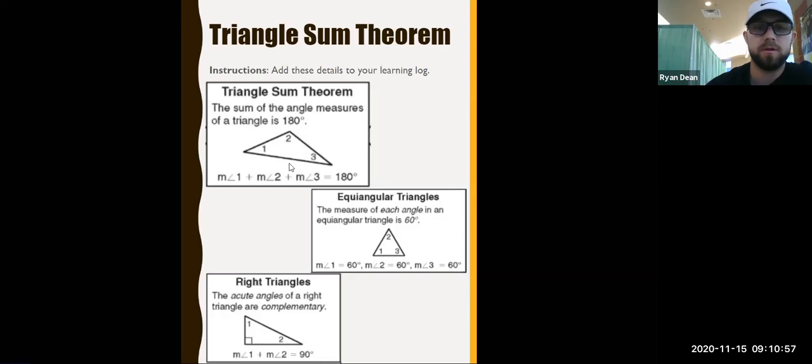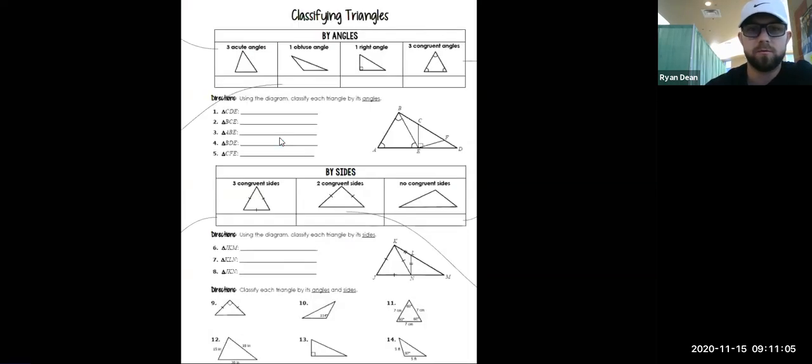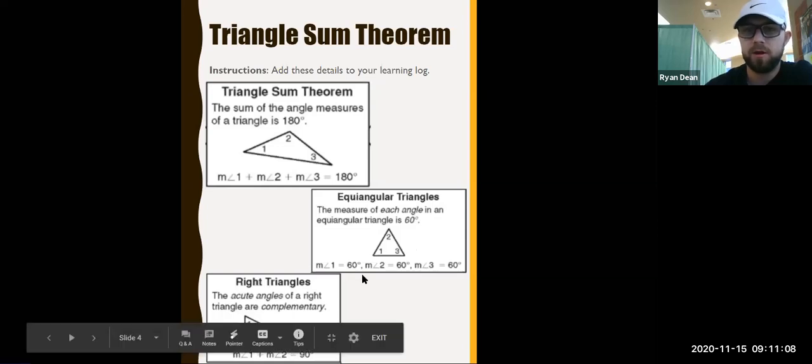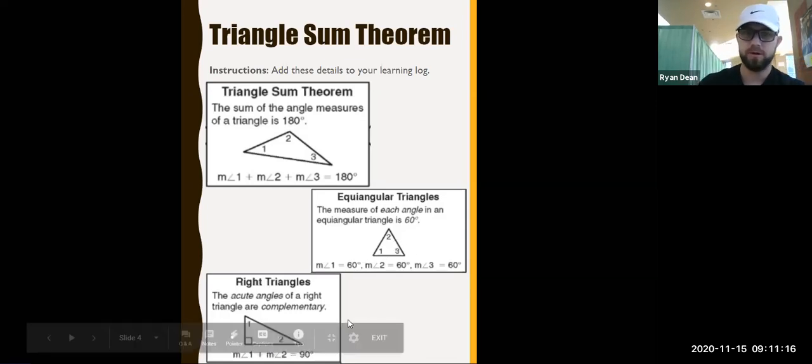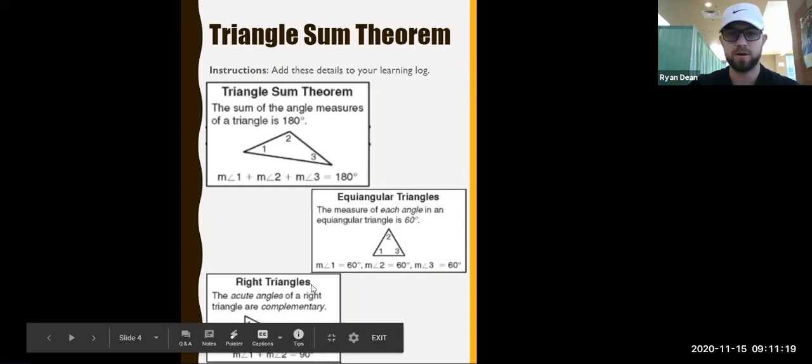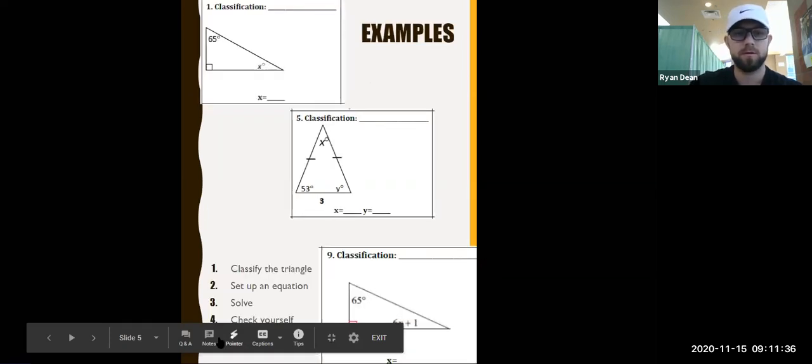Sometimes to find some of these missing angle measures, you'll have to know things like vertical pairs, linear pairs, stuff like that. But we'll take a look at a few examples here in a second. Equiangular triangles, we've already talked about these. Again, all 3 of the angles in equiangular triangles are going to be 60 degrees. And then with right triangles, this is just a reminder: the acute angles, or the two angles that are not 90 degrees, will be complementary. So if you add them together, they equal 90 degrees. Okay, so here's a few examples.